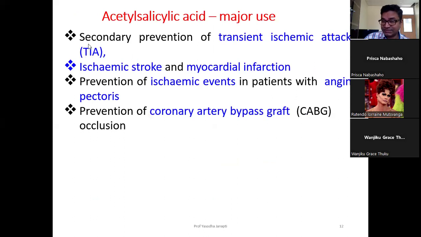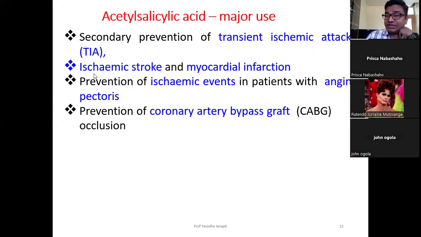Then these are the uses: secondary prevention of transient ischemic attack and heart attacks. Ischemia means decreased blood supply. For some people, the clotting is such that in the morning, if you see the PT-INR, it will be normal. By evening, if you check, it has gone up and clots will be there. So in that it is used.